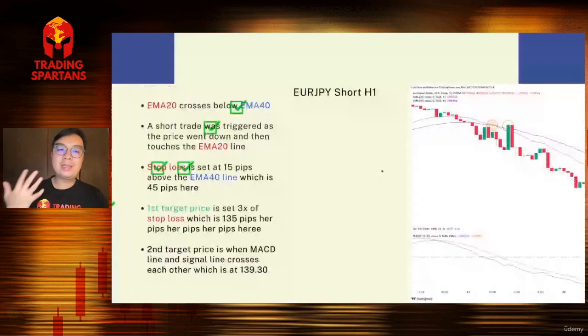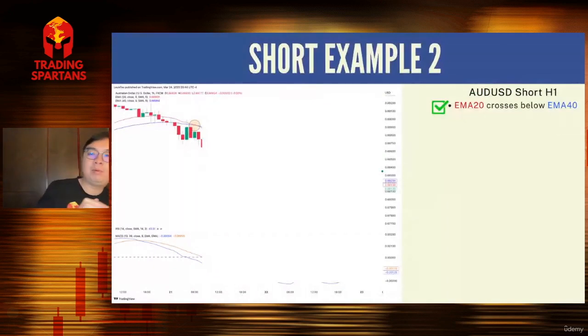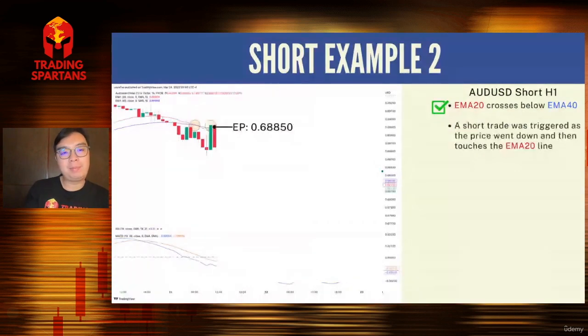And if you guys need some refresher, just rewatch the video and write down the exact steps for the trigger to happen. Okay, so the second short example is the Aussie dollar short H1 chart. So as you can see, the EMA 20 has crossed below EMA 40. What happens is that we then enter a short at 0.68850. Okay, so you can see that price actually gapped up pretty high.